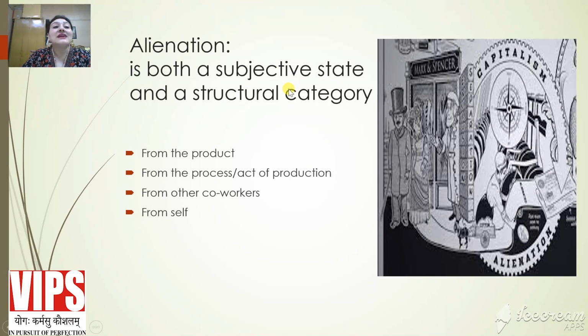Why as a subjective state? Because it is involving the feelings of the individual. It is involving that estrangement, that reification, that objectification of a human. And why a structural category? Because Marx is of the opinion that it is typical to capitalism, a structure or a mode of production called capitalism. Now, when this alienation is taking place, it is taking place primarily at four levels.